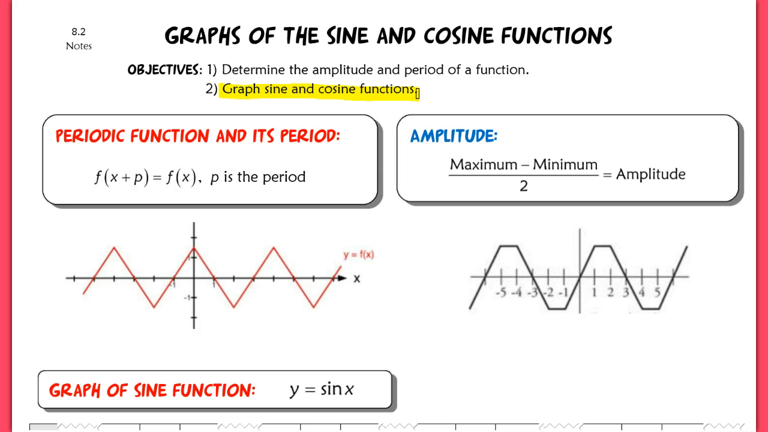So we're going to look at a mother function, and then we're going to use transformations in order to graph any transformation of the sine and cosine function. Our first objective that's listed is to determine the amplitude and period of a function, so we'll begin with that one first.